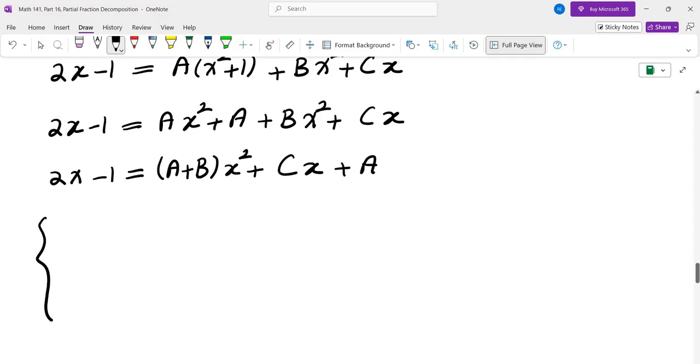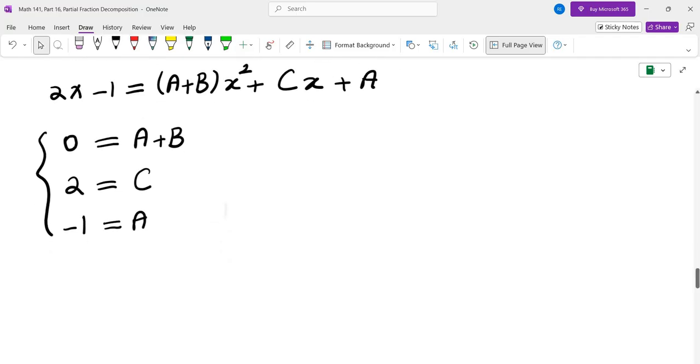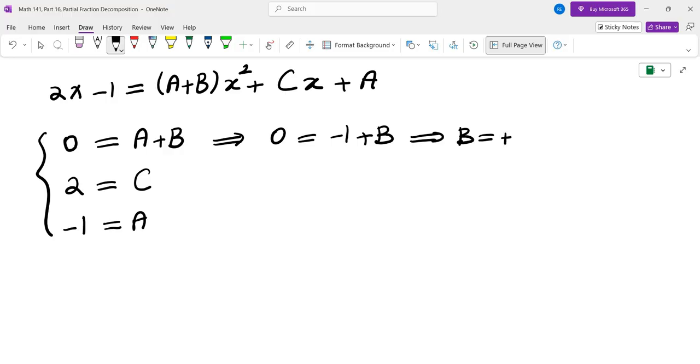Now we are going to compare the coefficients. We have the coefficient of x squared is 0 on the left. Coefficient of x squared is a plus b on the right. Coefficient of x is 2 on the left. Coefficient of x is c on the right. The constant term is negative 1 on the left and it is a on the right. So we can plug it in here. We get 0 equals negative 1 plus b, which means b is equal to positive 1.